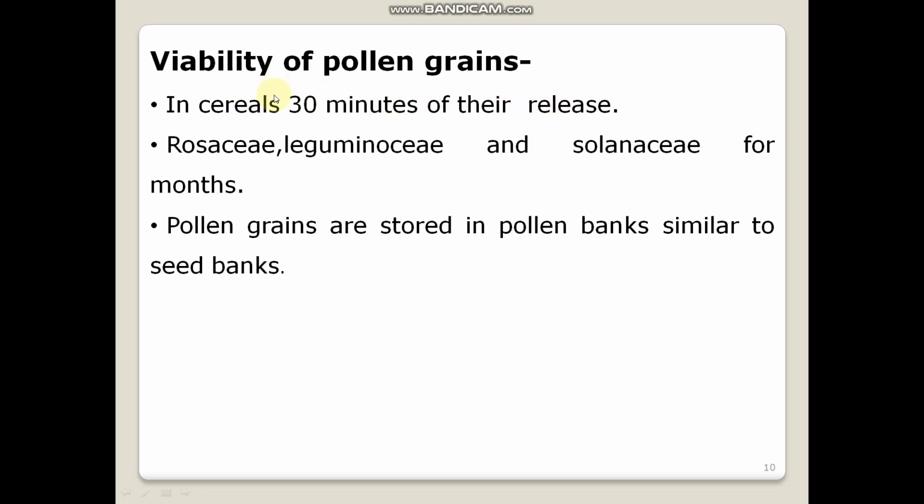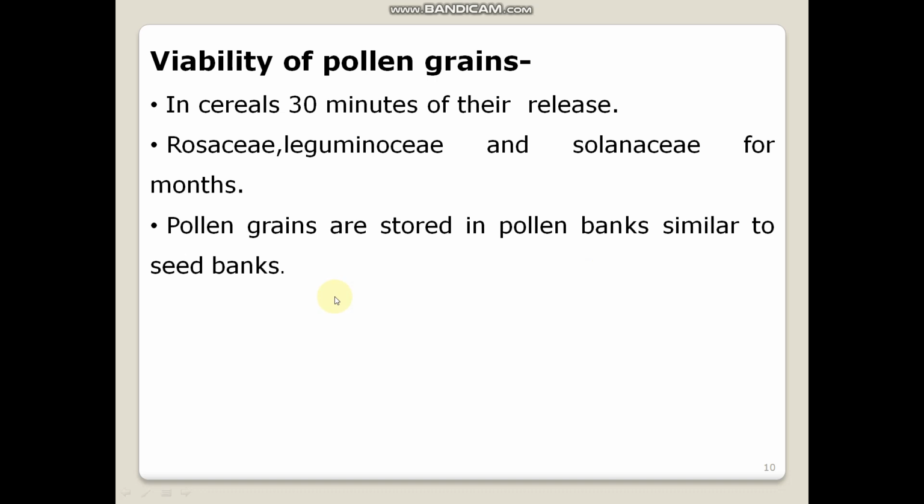Now, viability of pollen grains. Viability means the duration for which they stay alive, able to germinate, right? In cereals like wheat and rice, viability is 30 minutes after their release. In Rosaceae, Leguminosae and Solanaceae, it is for months, about 1 month. And pollen grains are stored in pollen banks, similar to seed banks.